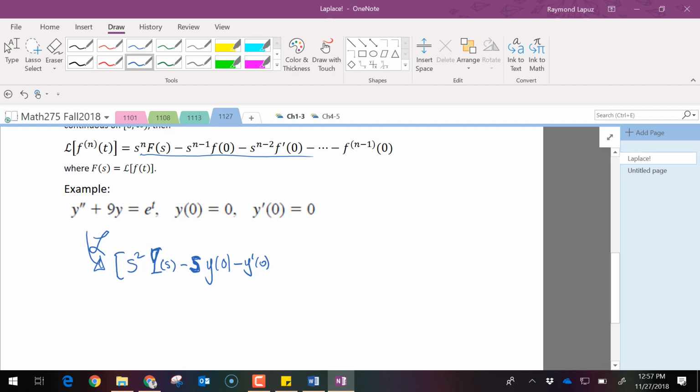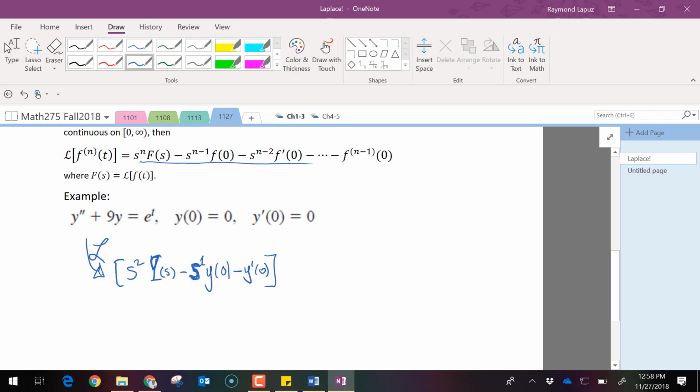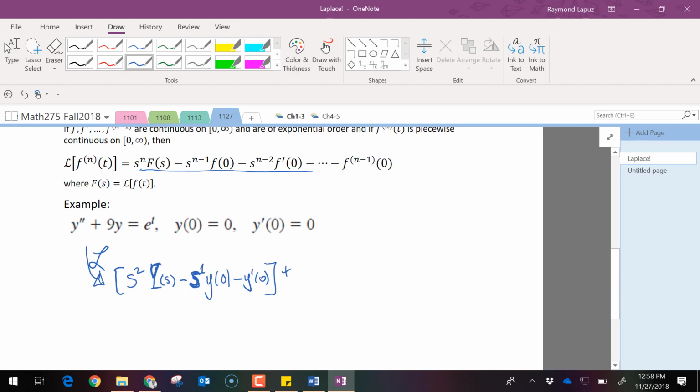It's the s to the first power, y of 0. Is that what you're talking about? This would be s to the first power, yeah. And then technically there's an s to the 0th power, but we don't put that down. So this is our y double prime. Oh, we don't have a y prime, so we just have a plus 9 Y of s.